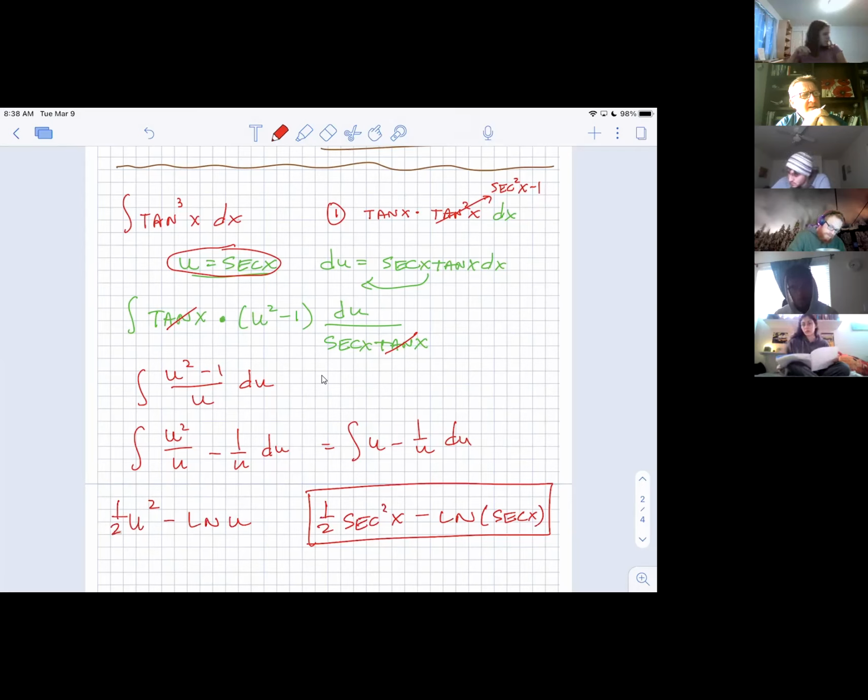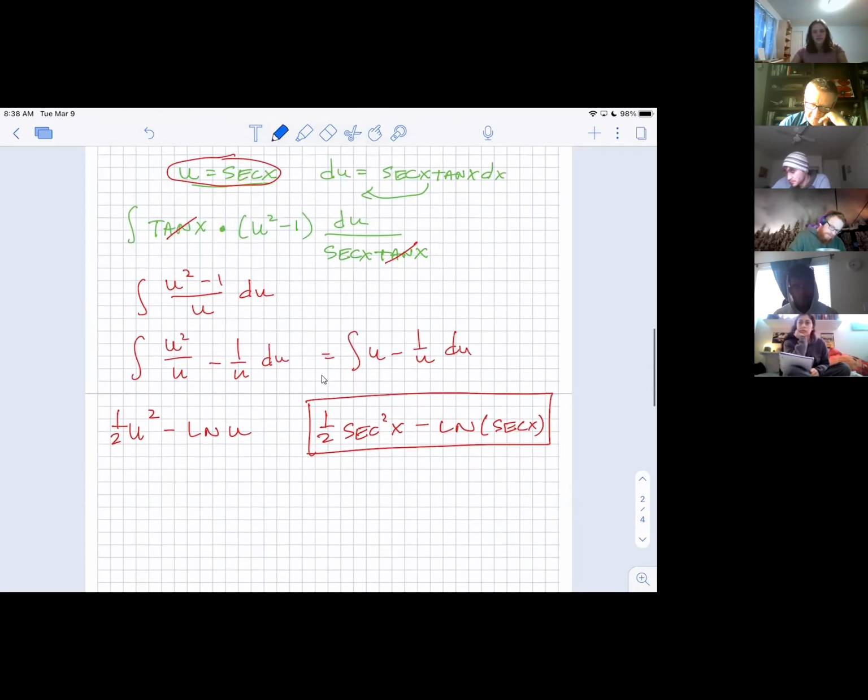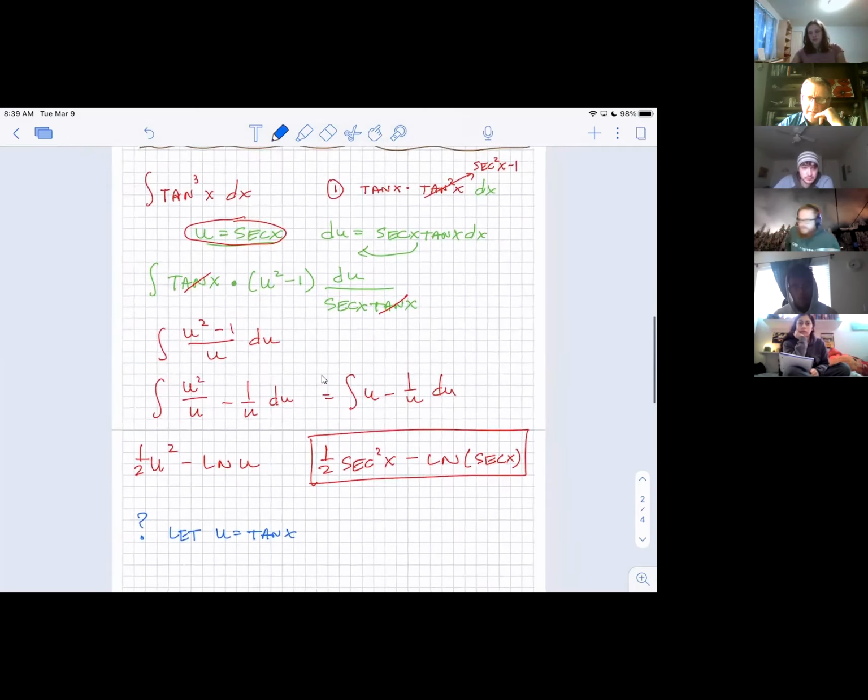Tell me if you see the logic in this statement. I was wondering if I shouldn't let u be equal to the tangent of x. Can anybody tell me why I was thinking that might have been a good idea? What's the derivative of tangent of x? Secant squared x. And the reason I thought that might be a good idea is because I have a secant squared x. That was on my mind when I was doing this.